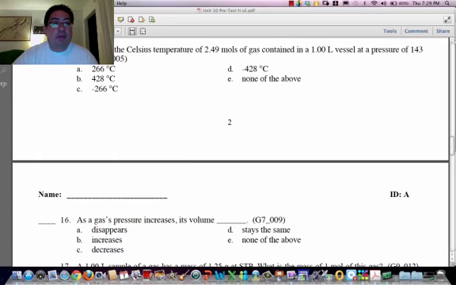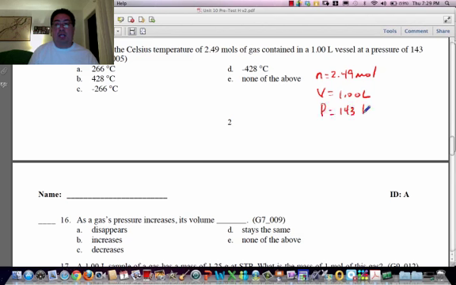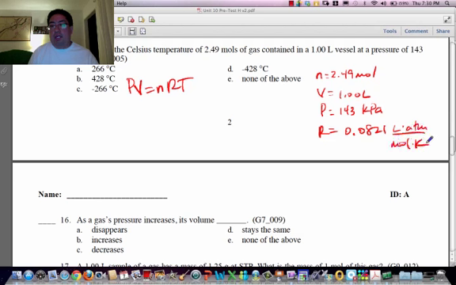15. Determine the Celsius temperature. So we have n equals 2.49 moles, the volume is 1.00 liters, and the pressure is 143 kPa. Notice that you only have one set of conditions, so we're going to be using the ideal gas law, PV equals nRT for this one. We have R is 0.0821, in liters atmospheres over moles times K.